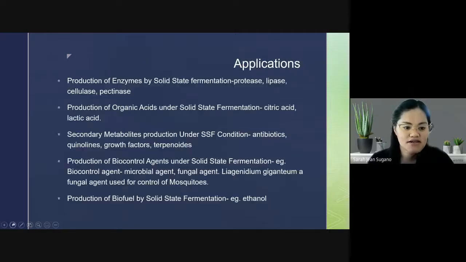Let's now proceed to the applications of solid state fermentation. It is used for the production of enzymes like protease, lipase, cellulase and pectinase. We also have the production of organic acids such as citric acid and lactic acid. Citric acid is produced by Aspergillus niger, one of the microorganisms commonly used for that production.